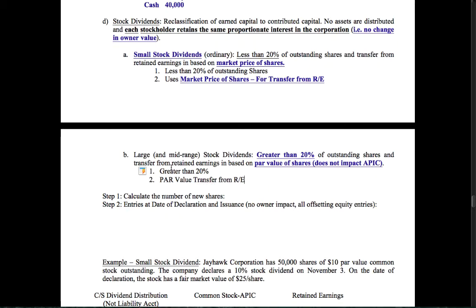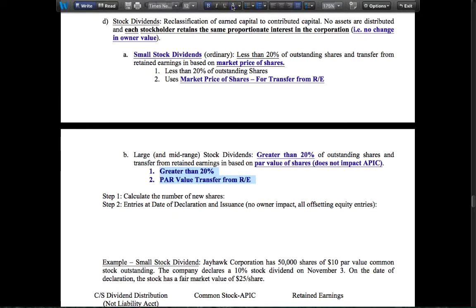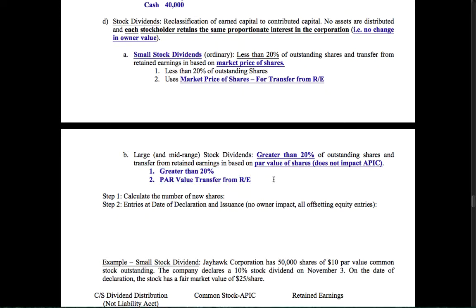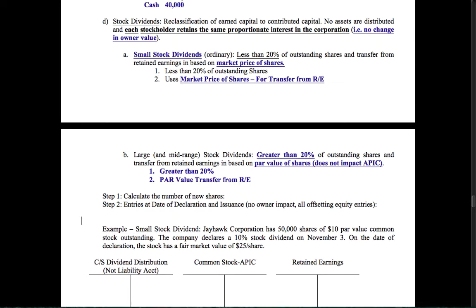If you can remember these two differences between small stock and large stock dividends, it should help you tremendously as you go through the examples. I have broken it down. What I think makes it easiest is that there are multiple steps here. In addition to the three-step approach we discussed with the date of declaration, date of record, and date of payment, there are a couple of steps specifically that you need to consider for stock dividends.